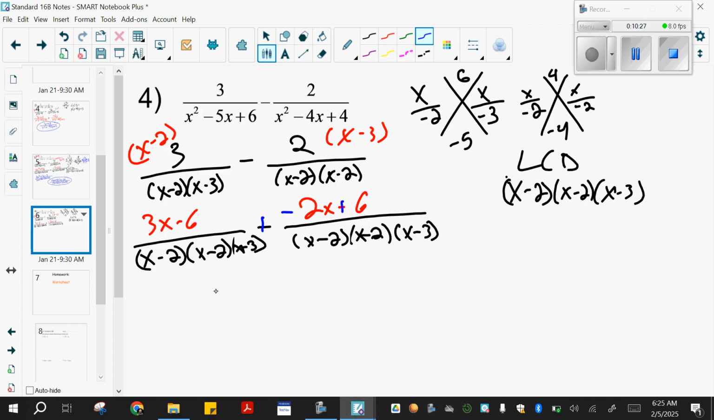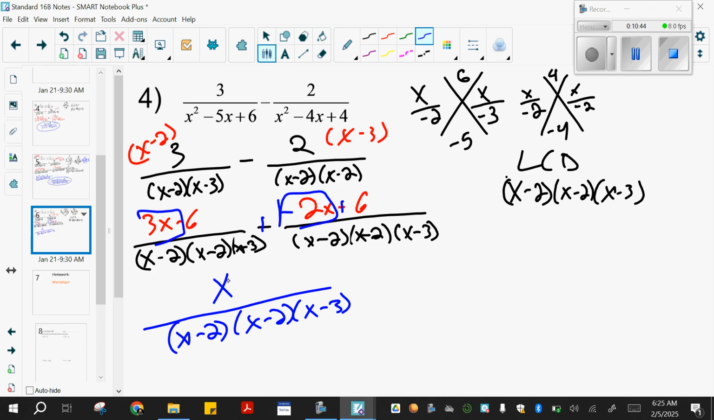Alright, so we're going to do 3x minus 2x will be x. Negative 6 plus 6. Oh, that's it. X minus 2. X minus 2. X minus 3. Alright, we did this. Minus 2x to get 1x. Call it 1x like that if you want. Minus 6 plus 6 to make 0. That's going to be our answer.